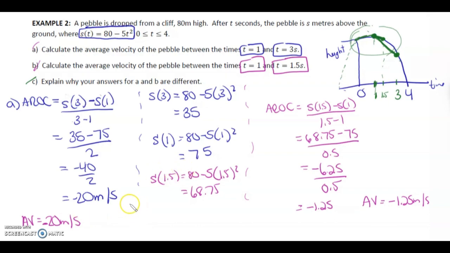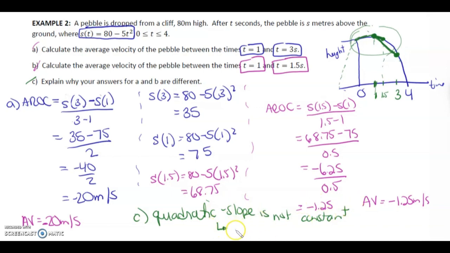Okay, so let's make a couple points. So this is quadratic. The slope is not constant. Okay, and the slope is constantly changing. Okay, so let's go. Continuation, constantly changing. Sorry, this is negative 12.5.